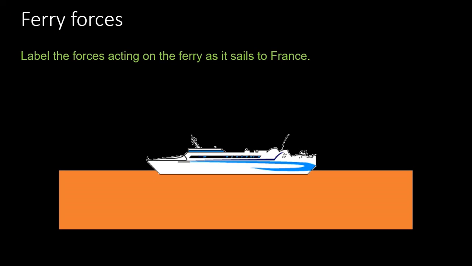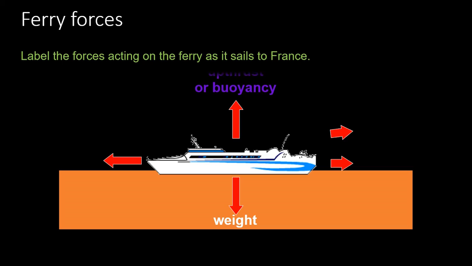Alright, let's elaborate more on forces that act on a ferry. Okay, so the downward force is the weight, right? And the upward force is the upthrust, and we're going to elaborate more on the upthrust now. Now the forward force is the thrust, and the backward force is the sum of the air resistance together with the water resistance, right?